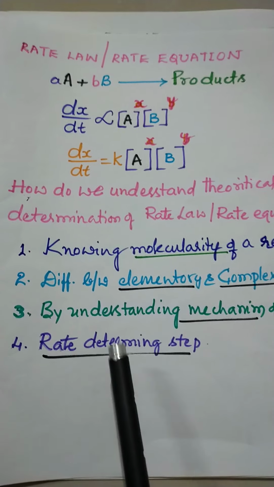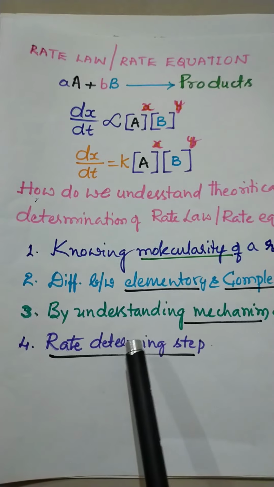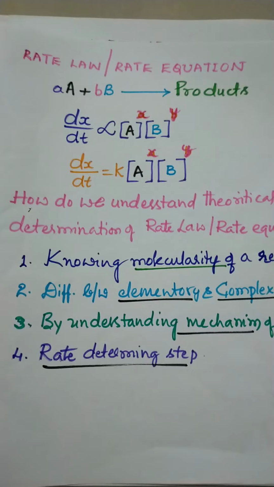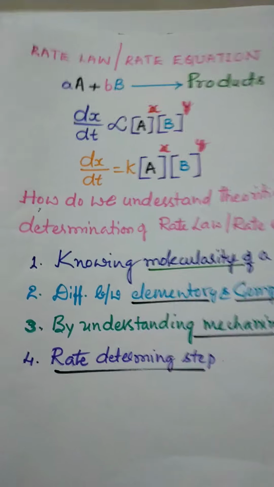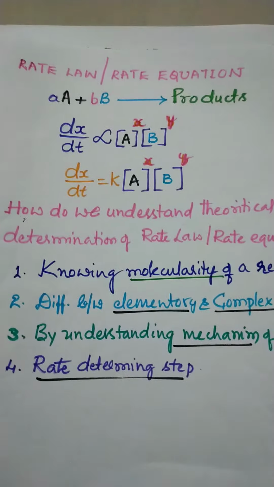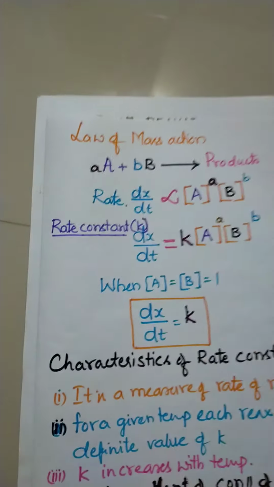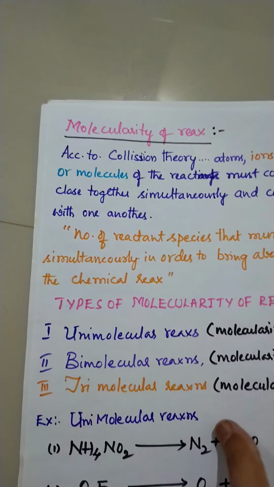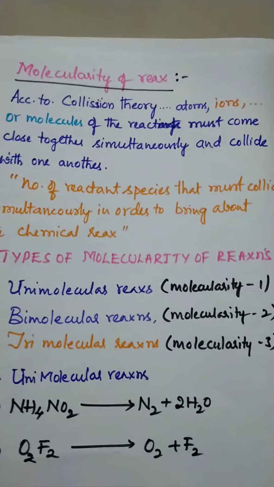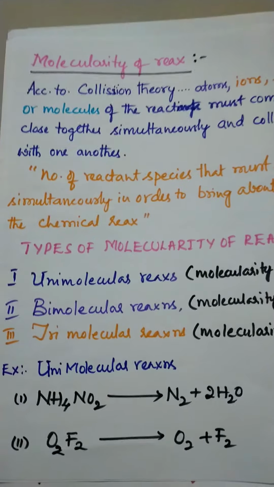The slowest step is called the rate determining step. So it will come later, just listen about the points. So this is about the rate law and rate equations. Once again I tell you, rate law and rate equation is different from rate constant. Then after this we have to go for the molecularity. By knowing that molecularity only can we come to know the theoretical value of the rate law and rate equation.